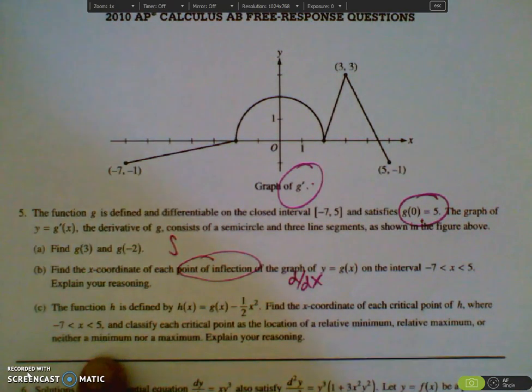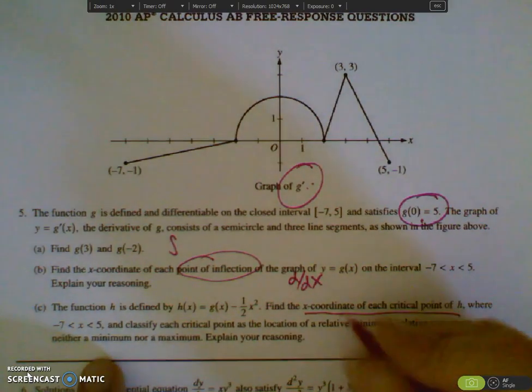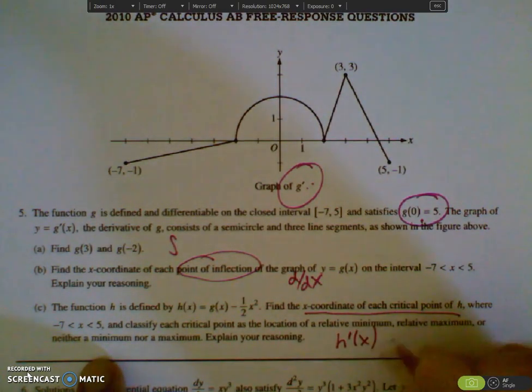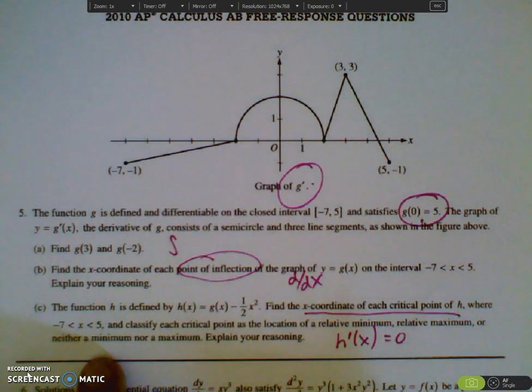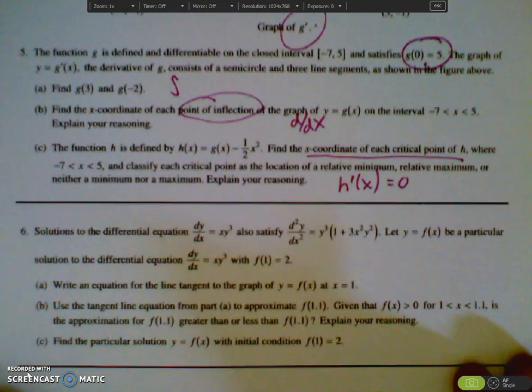In part C, we have a function h here, and it says to find the x-coordinate of each critical point. Well, to find critical points, you've got to set your derivative equal to 0, so I'm going to be calling this a derivative problem. We have one more question here to look at.